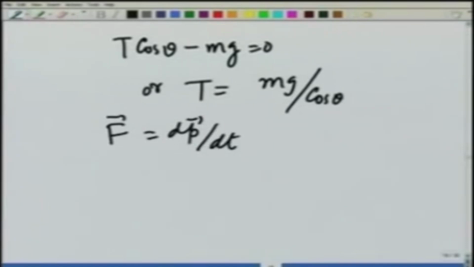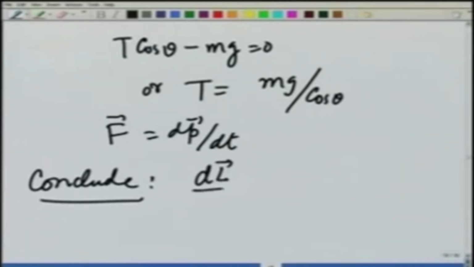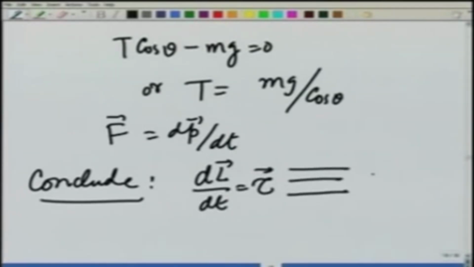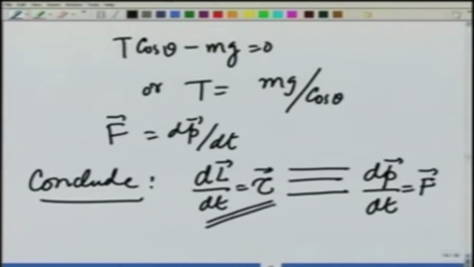So, what we conclude is that dL/dt equals tau is absolutely equivalent to dP/dt equals F. The only subtlety is that in applying this, I may have to take torque and angular momentum about two different points.